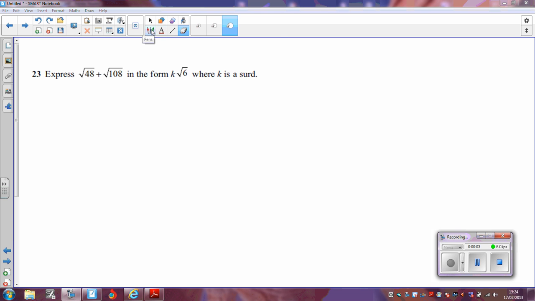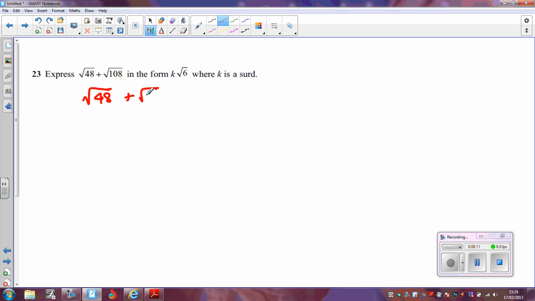Okay, it's a slightly unusual third question in this instance. You're not simplifying, but you're being asked to rewrite root 48 plus root 108 as a multiple of root 6, and this k is actually also going to be a surd.